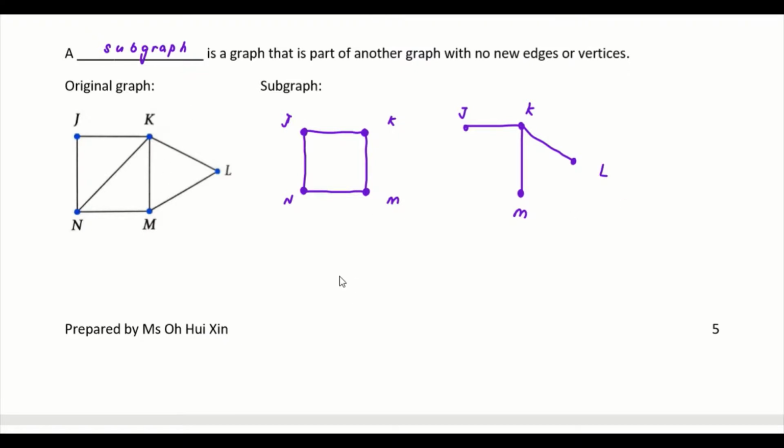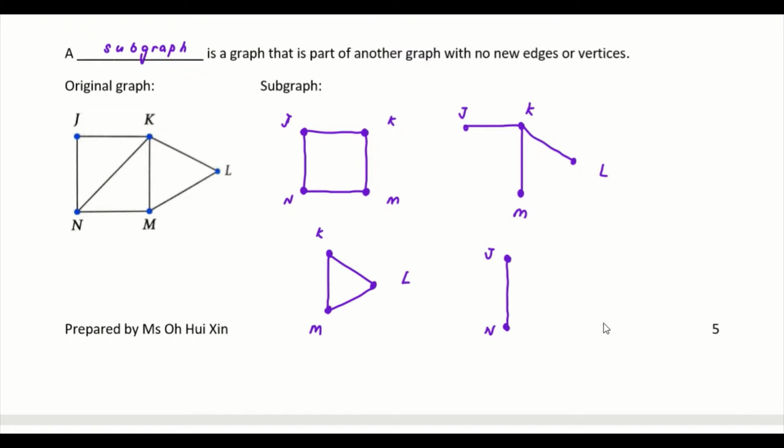Even when I move on, I can even only draw the triangle. So which means like this, like this. Then this is my LKM. So this is one of the subgraphs of this original graph also. Even if I only draw a straight line like this, it is also considered a subgraph of the original graph. So that's the idea of it.